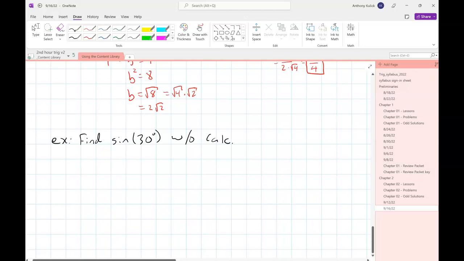What if we ask you to find sine of 30 degrees without your calculator? No, how dare you, sir? How in the world am I supposed to do that, Mr. Kulik? Okay. Sure, let's start by building out a right triangle. One of the angles has to be 30.